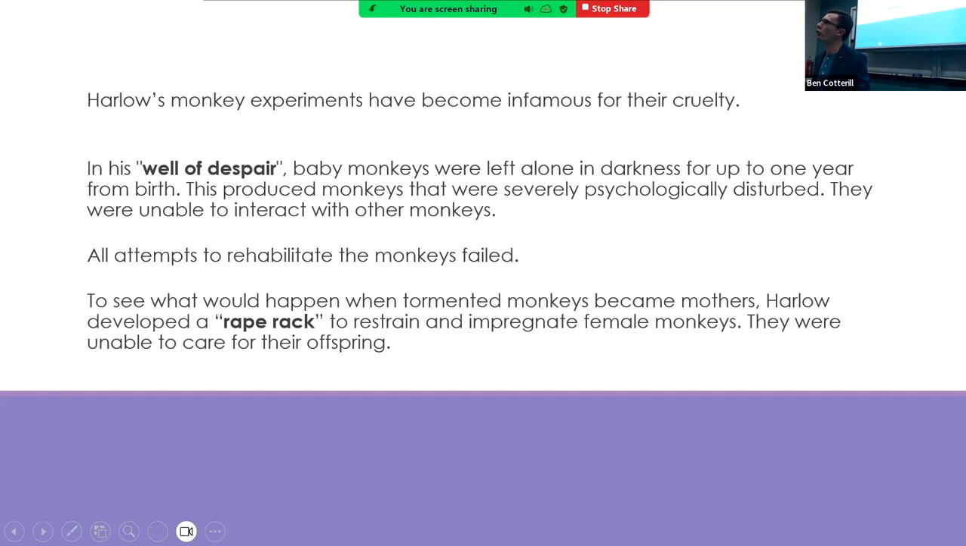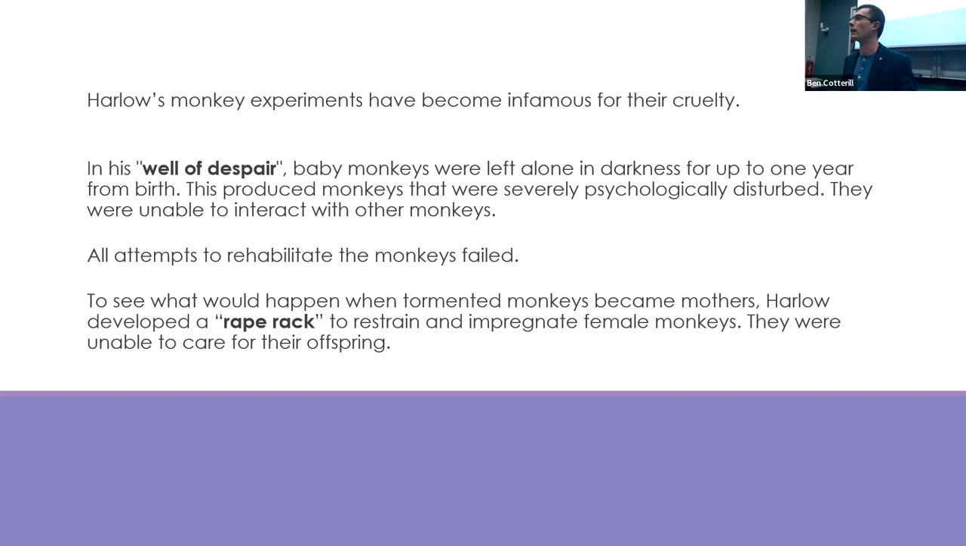And the result was that these monkeys could not act as mothers, okay? They didn't have the skills, or whatever you want to call it, the capabilities of giving any sort of comfort to the baby monkeys. In fact, in many cases, they were very physically abusive, and in some cases would even kill their own offspring.